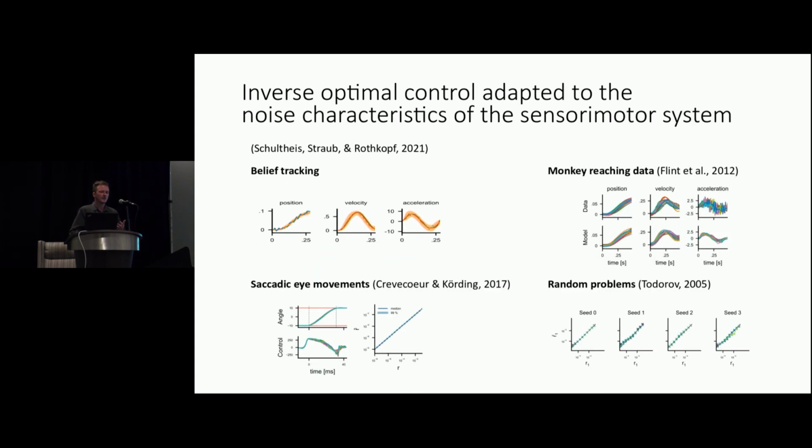And then we can, again, use this model to do belief tracking. If we only have noisy observations of the position of the subject's hand, we can also infer their belief about this position and the belief about their velocity and acceleration. We applied these to some monkey reaching data that were freely available online. We applied this also to this saccadic eye movement model and to randomly generated problems to evaluate that it works on a wide range of different tasks.